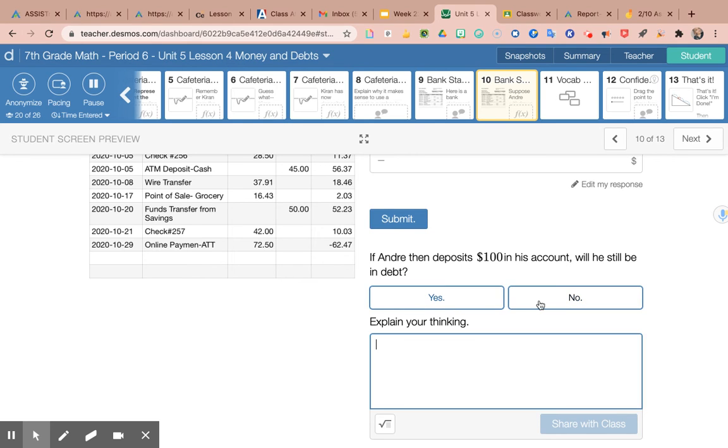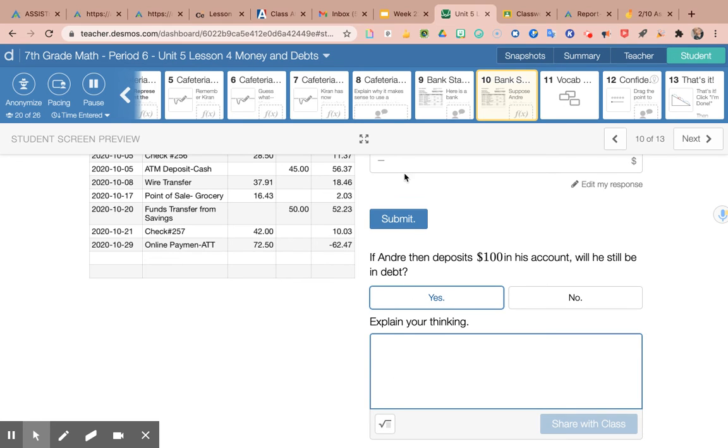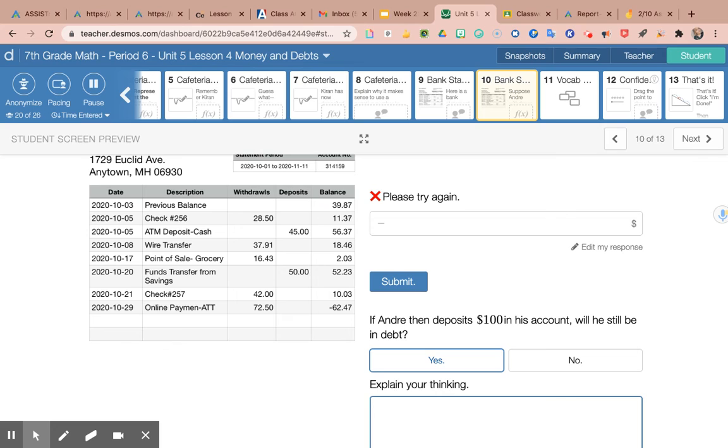So my question is, is $100 enough to pay off the debt he had? So if this is more than 100, then yes, he will be in debt. If the $100 is less than what he paid, then no, he won't be in debt. Explain your thinking. So if you're saying yes, he's still in debt, then he still owes some money. Tell me how much he owes. How much is he going to owe if he pays $100 towards his debt?